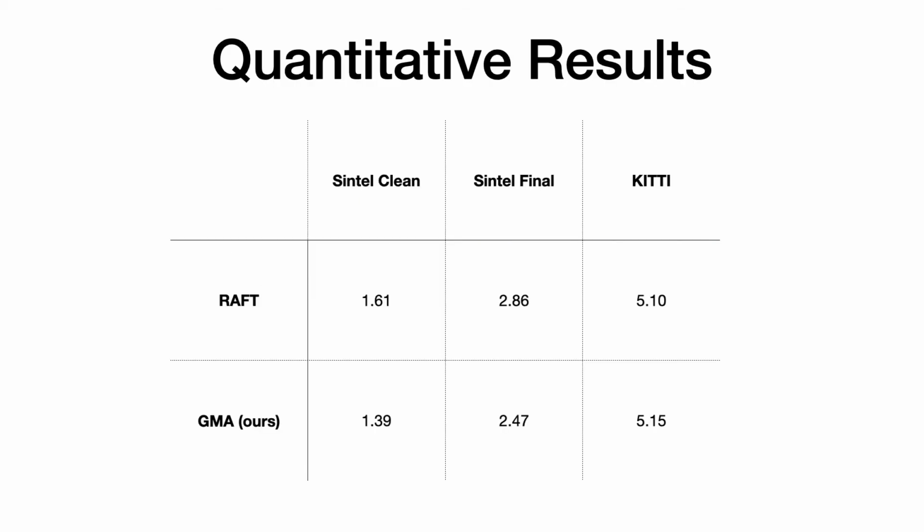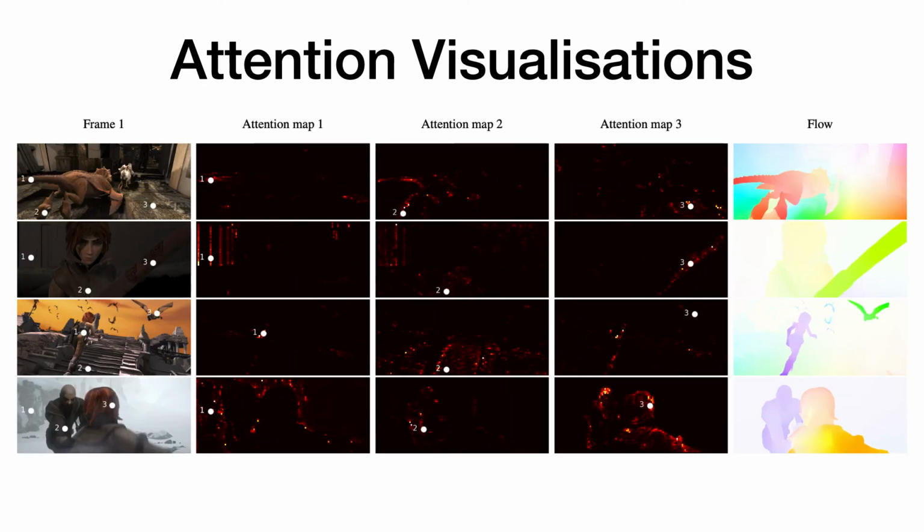On Sintel clean and final dataset, we have improved over RAFT by 13.6% and are state-of-the-art at the time of submission. On KITTI 2015, we perform on par with RAFT. We suspect that this is due to the lack of sufficient training data on KITTI, which makes it difficult to learn self-similarities. We show the implicitly learned attention matrices. Note that there is no supervision applied on the attention matrices, and the self-similarities are implicitly learned from the ground truth optical flow supervision.